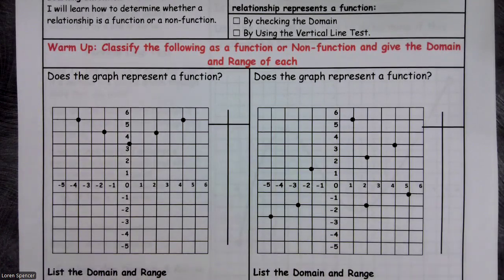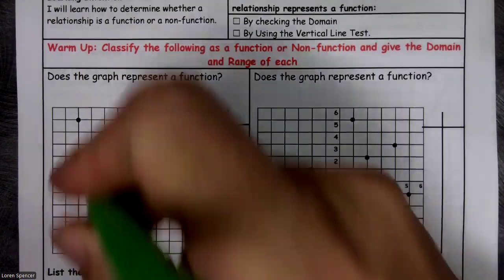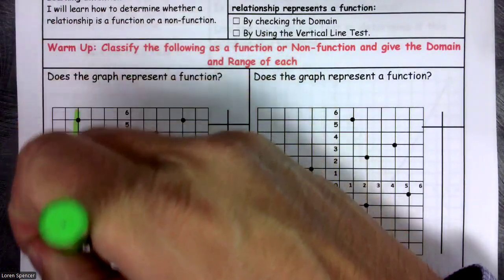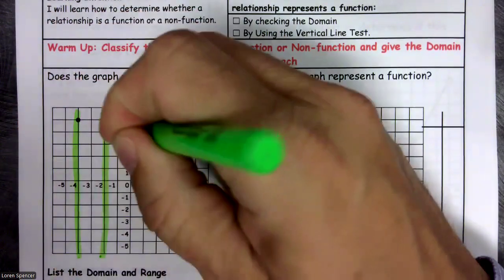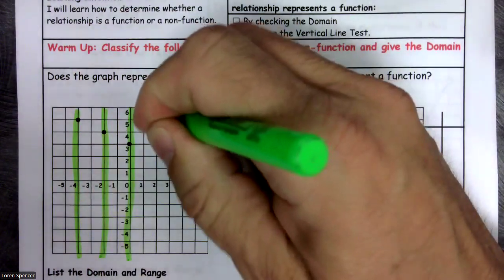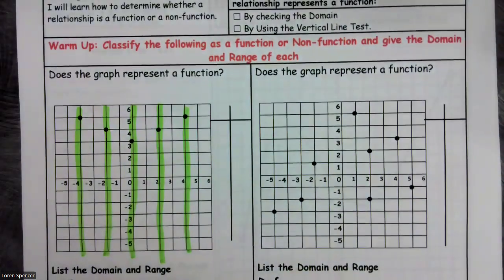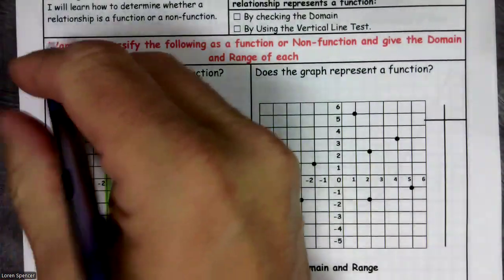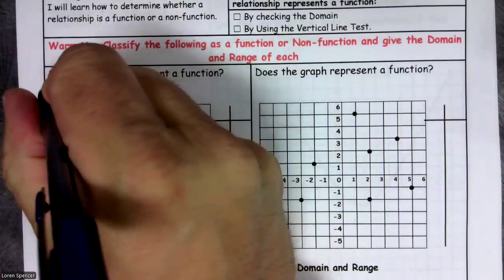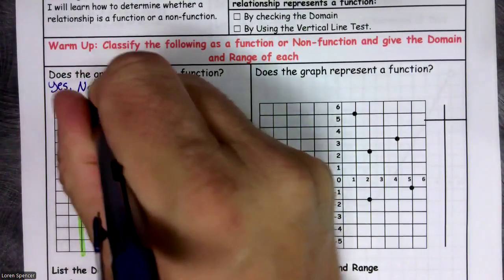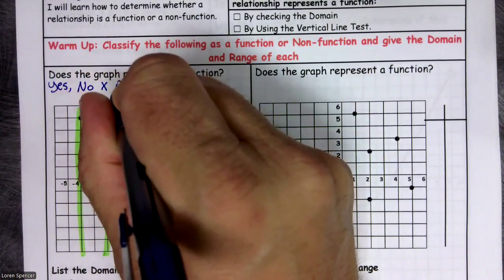So first off, does the graph represent a function? Well, the easiest way is to do the vertical line test. Does my vertical line hit more than 1 point? Every single time I draw a vertical line, I'm only hitting 1 point here. So yes, this is a function. Why? No x repeats.